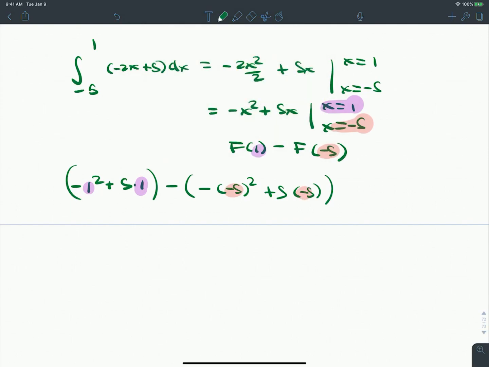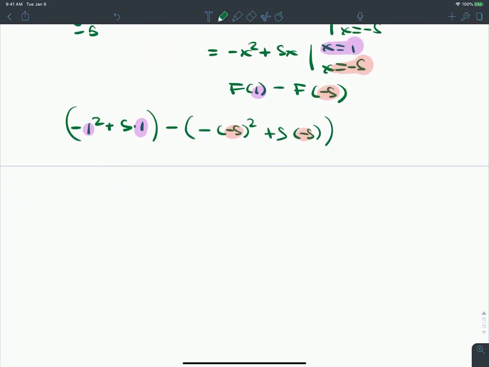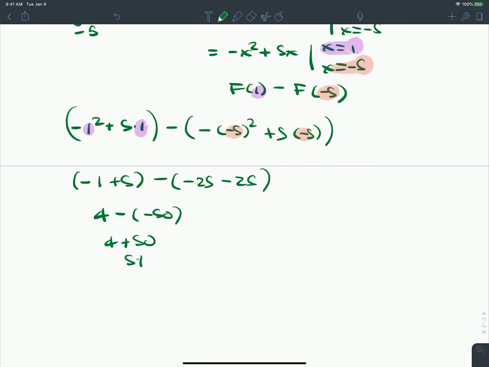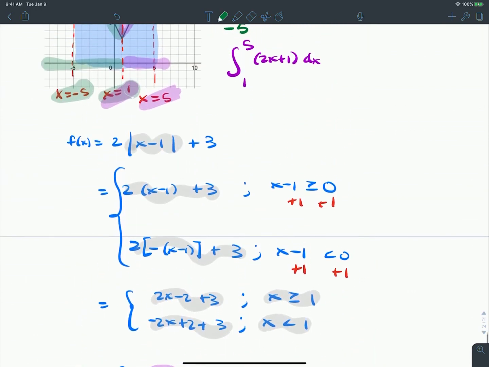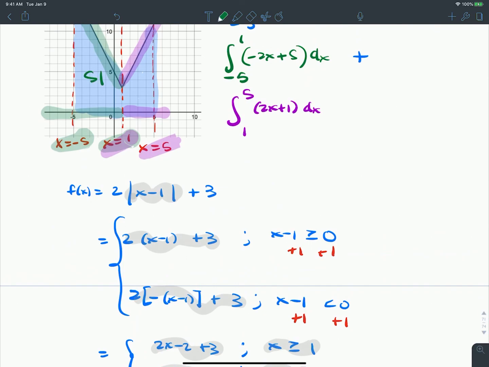Okay. So by the arithmetic, we'll get negative 1 squared will be negative 1 plus 5 minus negative 25 minus 25. So we'll get 4 minus negative 50, or 4 plus 50, which is 54. So the left portion in green, this is 54.